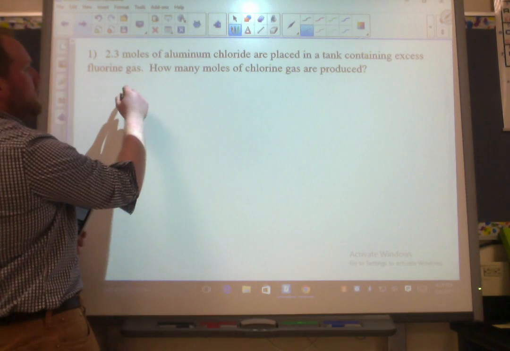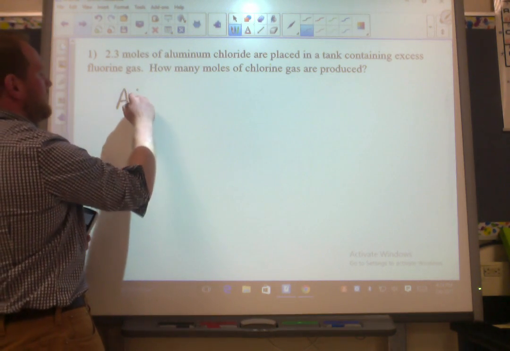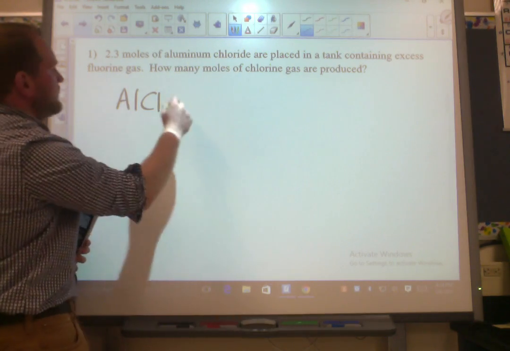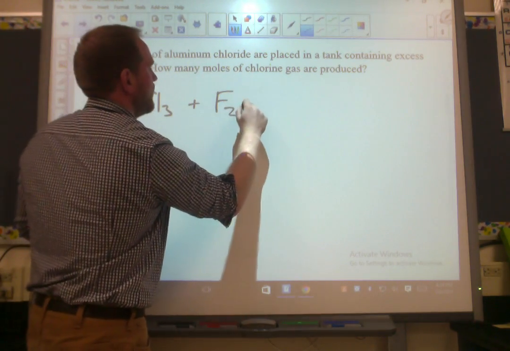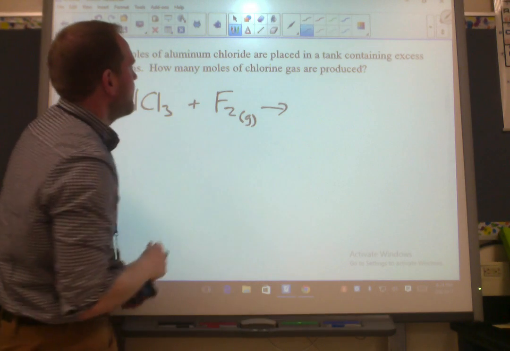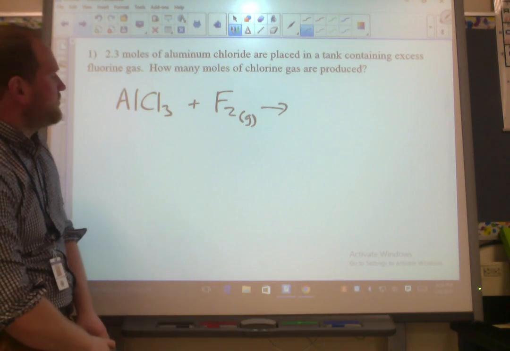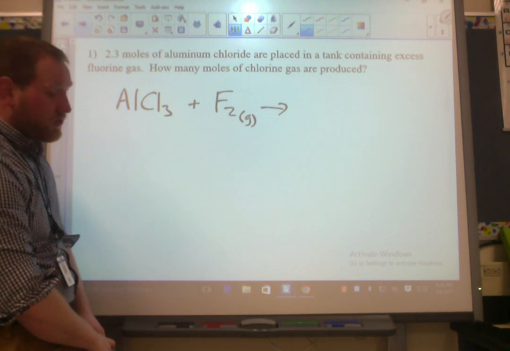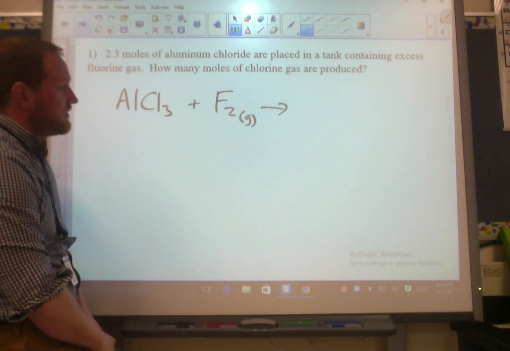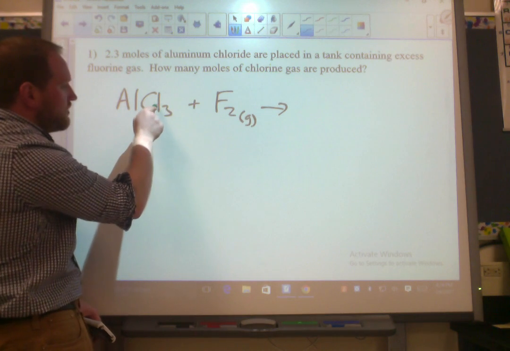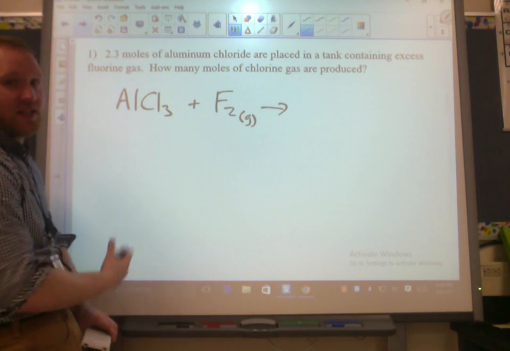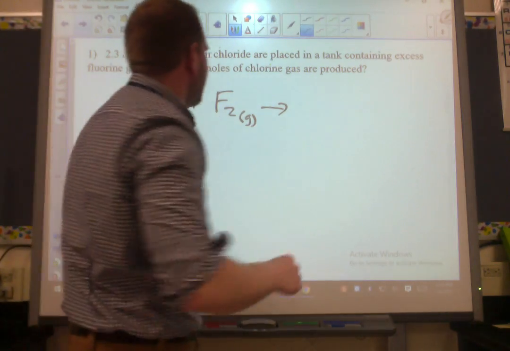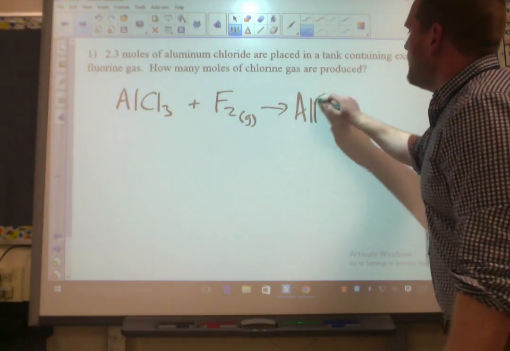Let's write out our formula. Aluminum chloride, AlCl3, are placed in a tank containing excess fluorine gas, so F2 gas. How many moles of chlorine gas are produced? Well, let's see if this will go through first, so you can check your activity series. Fluorine is going to try to bump chlorine out, single replacement reaction. Yes, it can do so. Fluorine is the most active halogen. So the fluorine is going to bump the chlorine out, so we get AlF3.